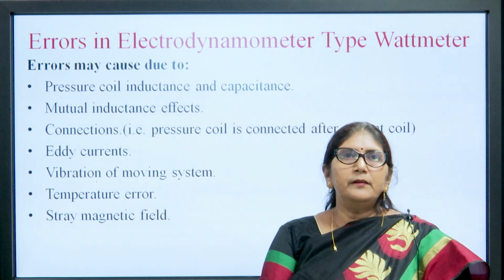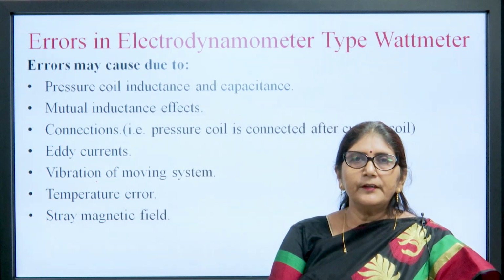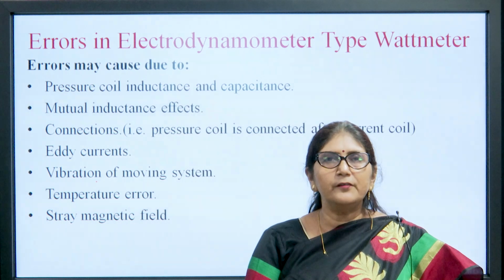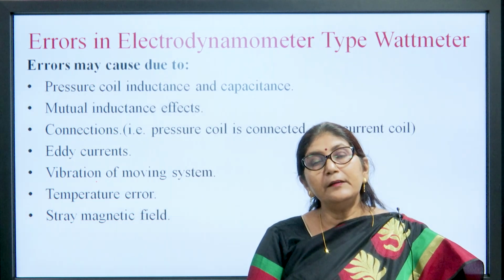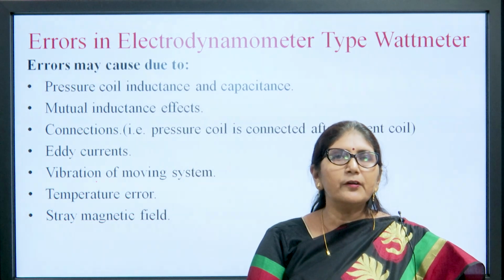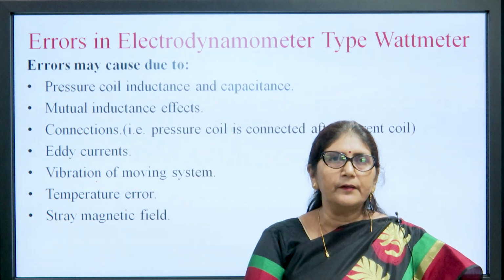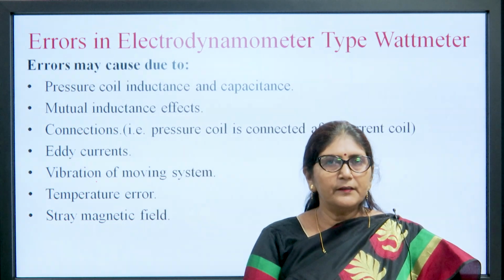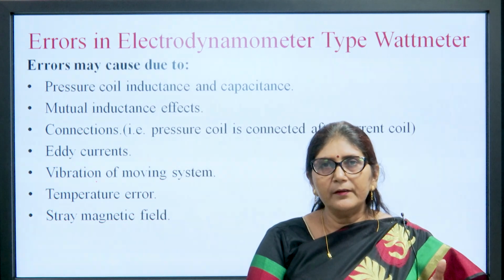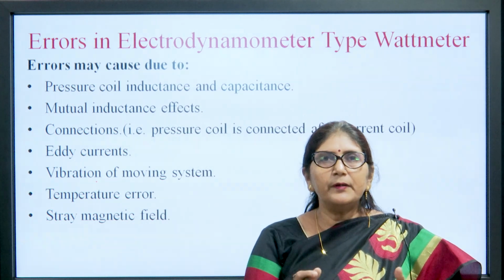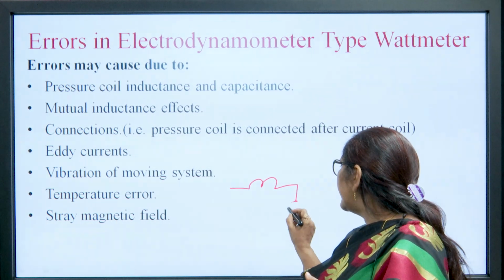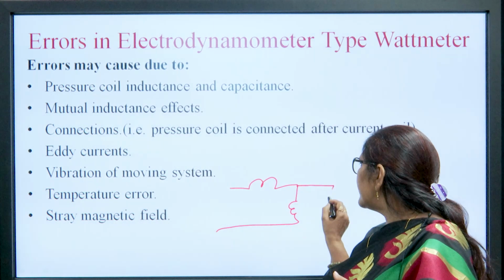Errors are caused due to the pressure coil. We have considered that the pressure coil is resistive in nature, but since there are a number of turns, it produces some inductance. Similarly, the resistance value is very high, so it also produces some capacitance. So, because of this inductance and capacitance, there are some errors. Similarly, mutual inductance error is there. Then there is the connection, whether we connect the pressure coil after the current coil. Suppose we connect the pressure coil here and then the current coil, and there is a load.